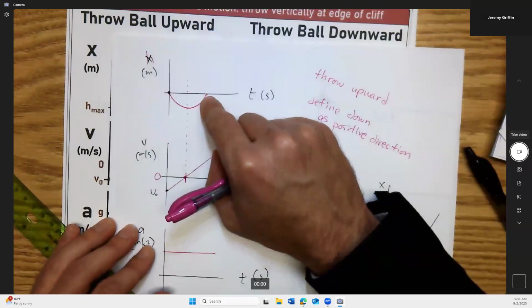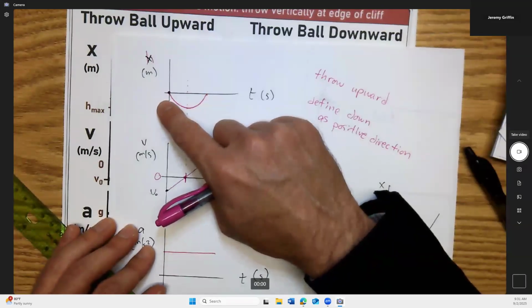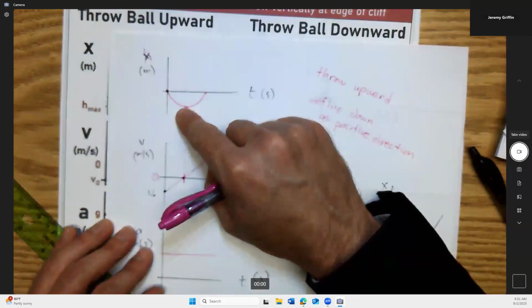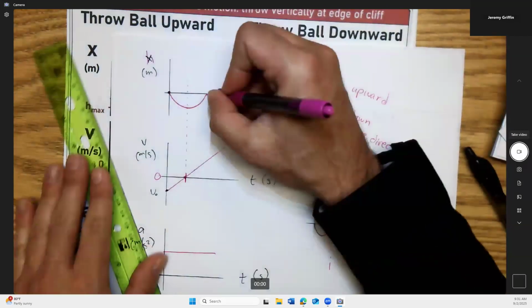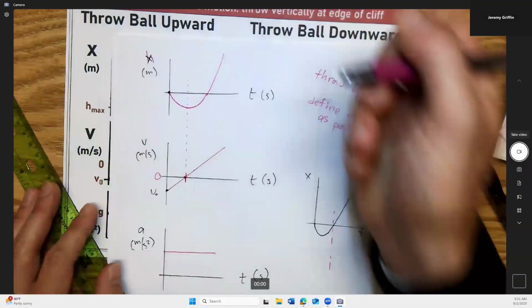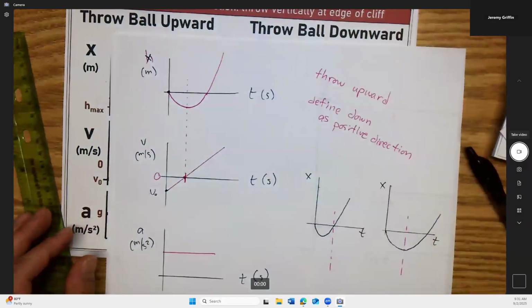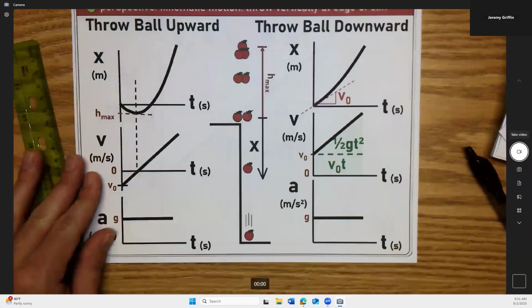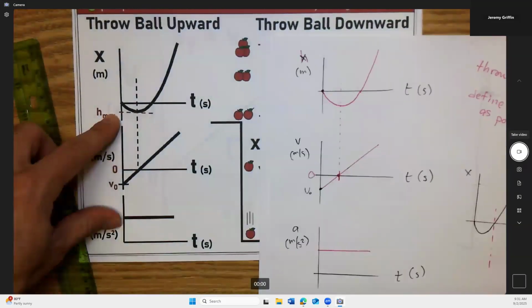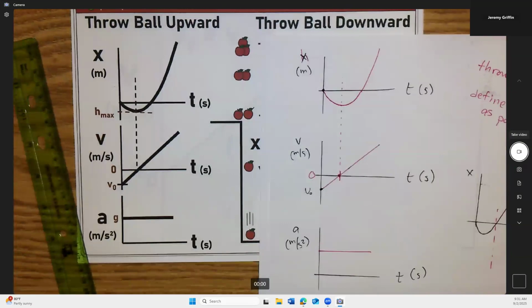Beautiful. Now, so far, here we're going from the top of the cliff, going up so many meters, and come back to the top of the cliff. And now it's free to fall down the cliff. Now the parabola continues. See that? Okay. There you go. That's throwing the ball upward. Throwing the ball upward.